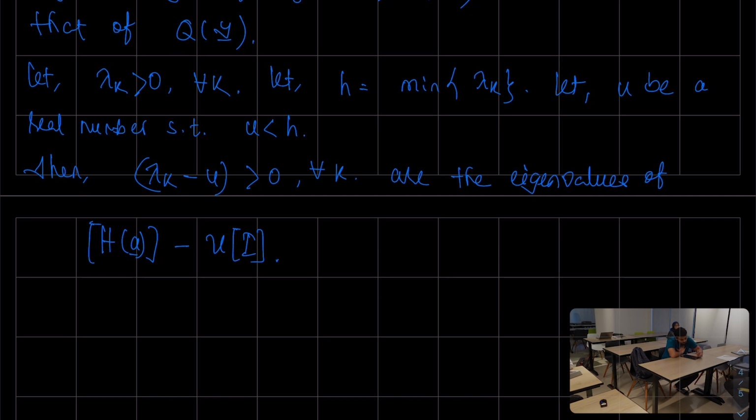Hessian minus u times identity. The eigenvalues of an identity matrix are all 1. So it essentially boils down to finding the eigenvalues of H, which are already lambda k.